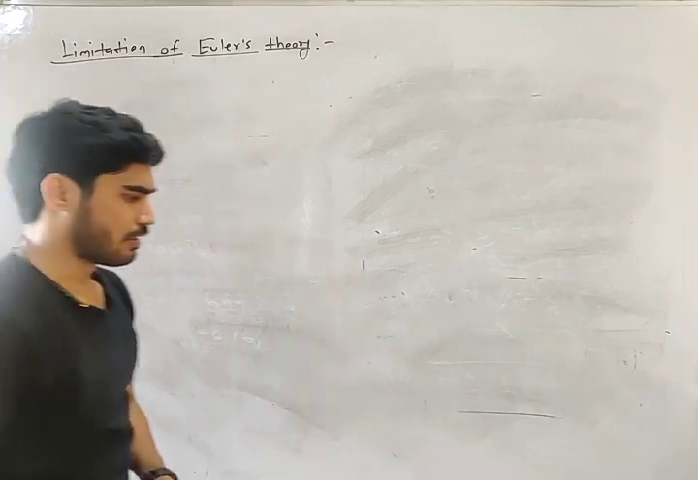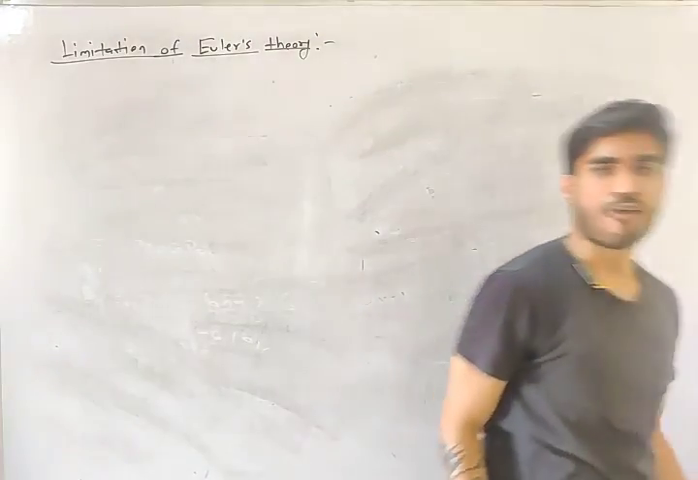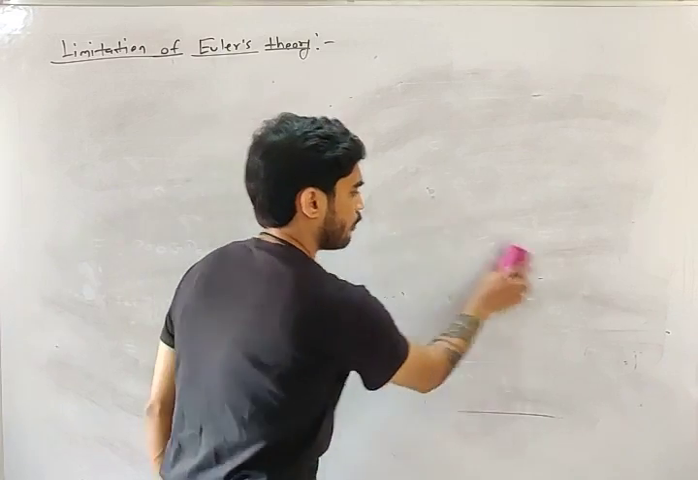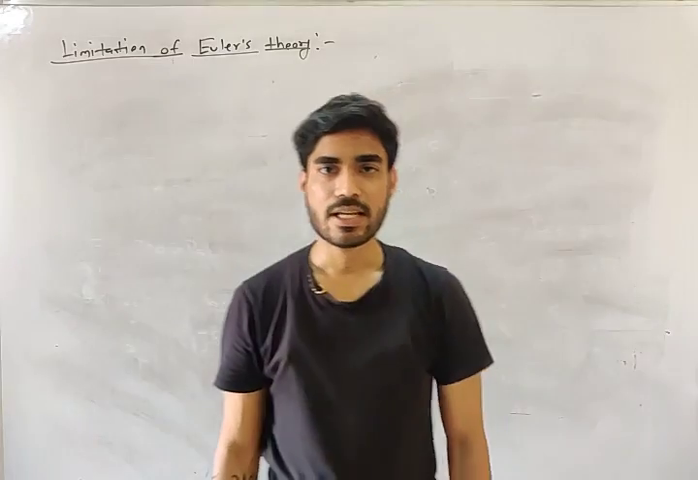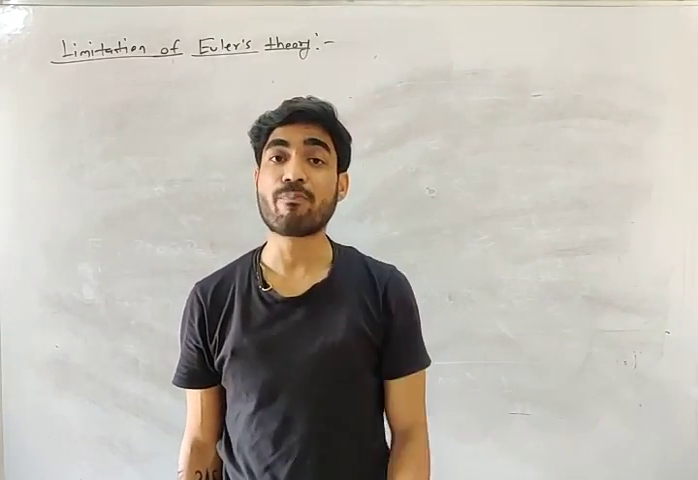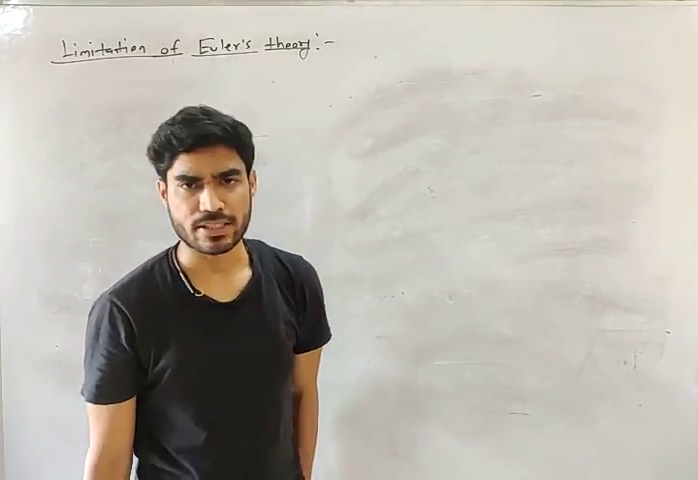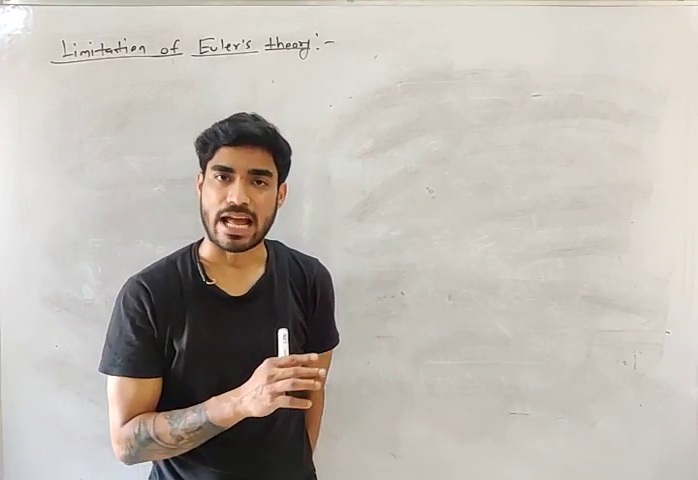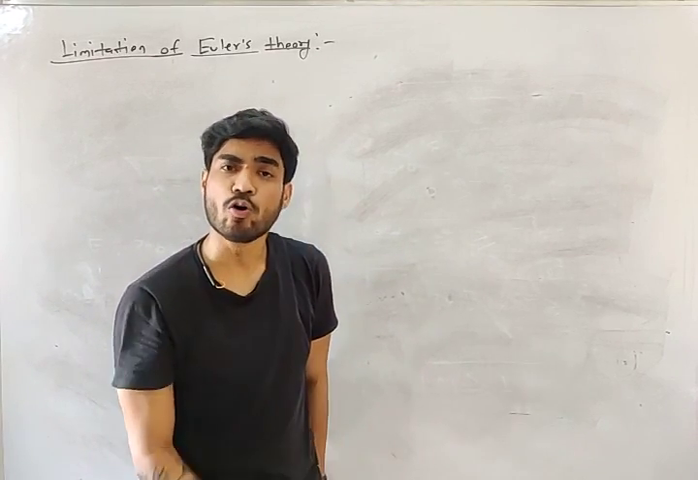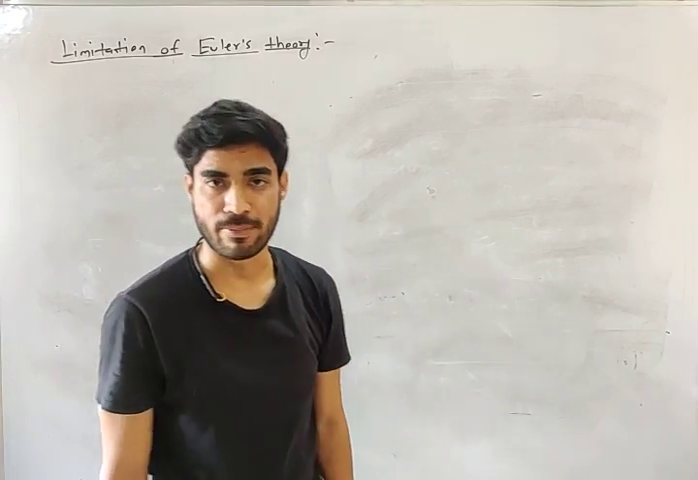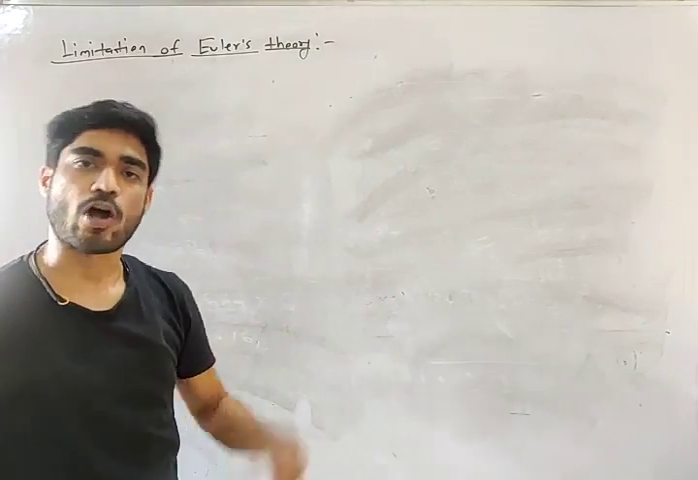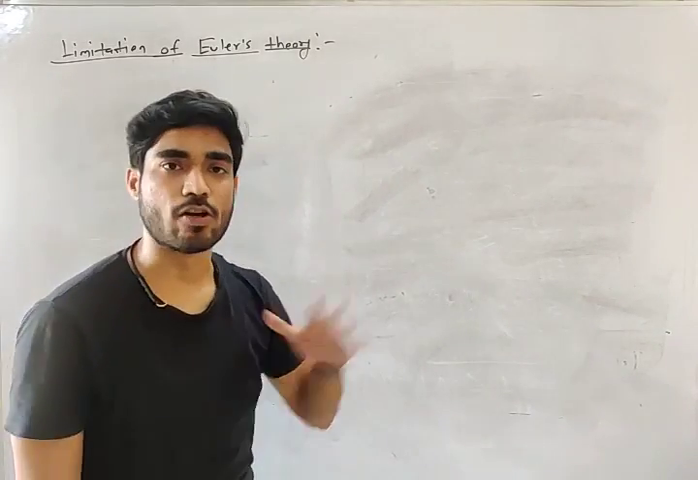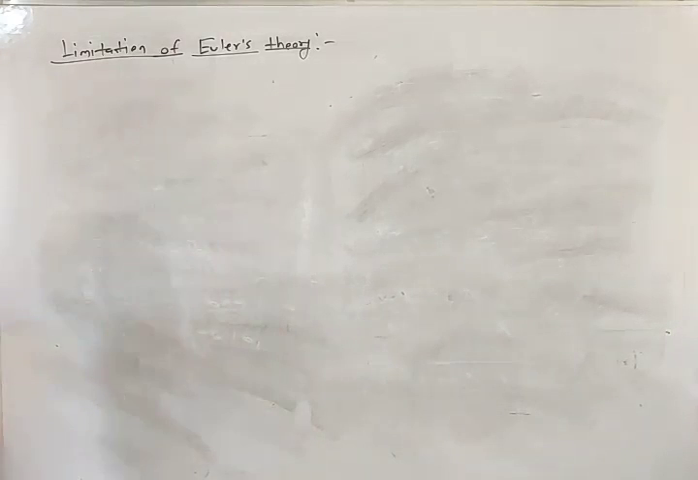My friend, when we derive the equation of P critical in Euler's theory, we make some assumptions. Out of those assumptions, one assumption is that the stress is within proportional limit. So whatever equation we have derived is only valid up to proportional limit. After the stress crosses proportional limit, this equation will not be valid.